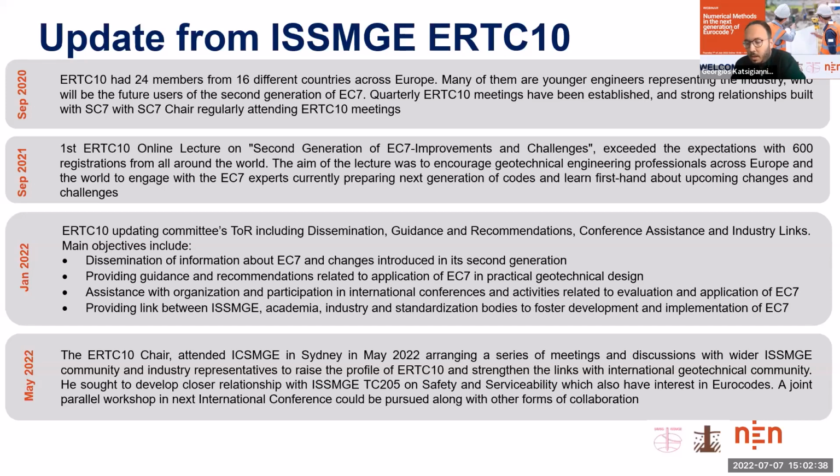The committee was reactivated in September 2019 at the European Conference in Iceland. For the next year or so, all the way up until September 2020, we had a huge recruitment drive. We managed to completely renew the membership and fully reactivate the committee. Now we have 24 members from 16 different countries across Europe, many of them from the younger generation. They are from the industries, or they are the people who will eventually use the second generation of Eurocode 7. We have established quarterly meetings, and we have built very strong relationships with the CEN Subcommittee 7, with the chair of Subcommittee 7, Adrian van Seters, regularly attending our meetings.